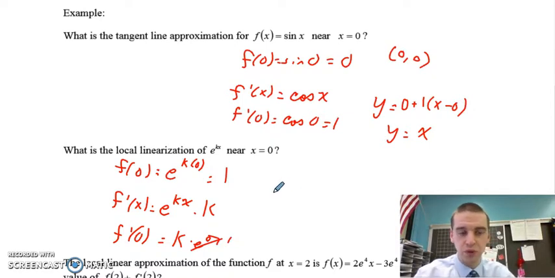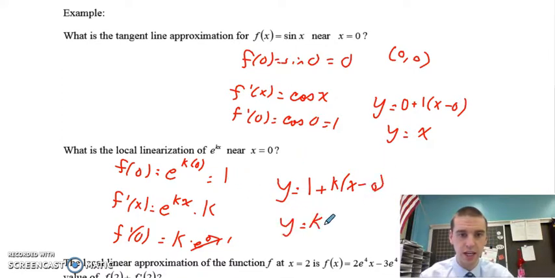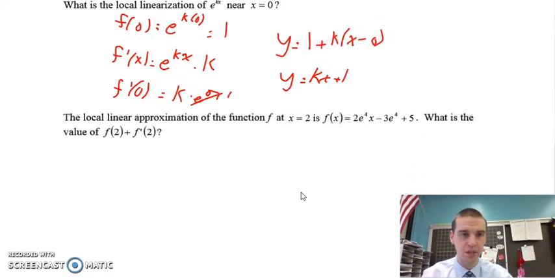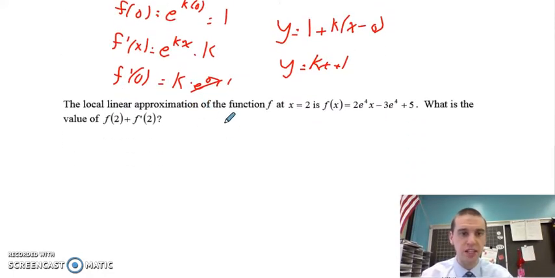So if I'm going to find the local linearization, y equals, well, I have my point 1, plus my slope k, parentheses x minus my x value 0, so I'm going to get kx plus 1. If you were to graph this, which we're not going to do right now, for any value of k you would get this line when you zoomed in really close, as we did on Desmos.